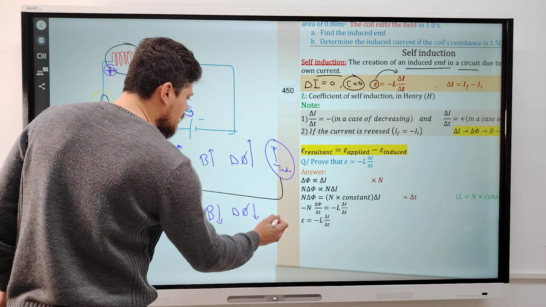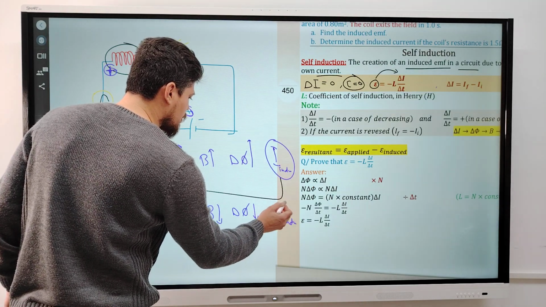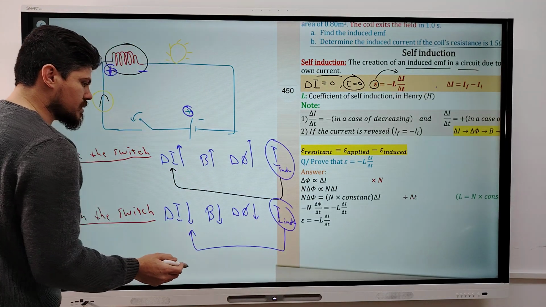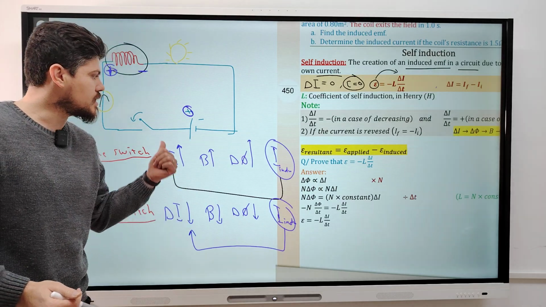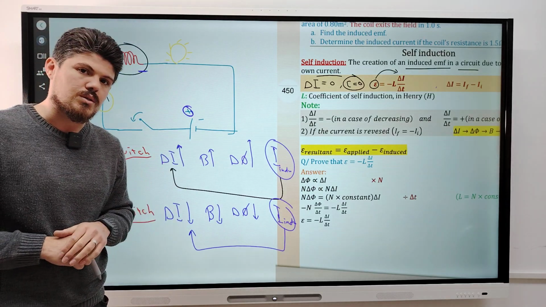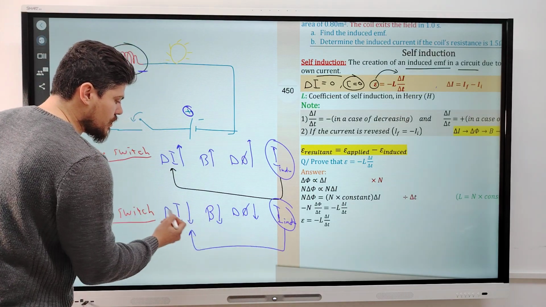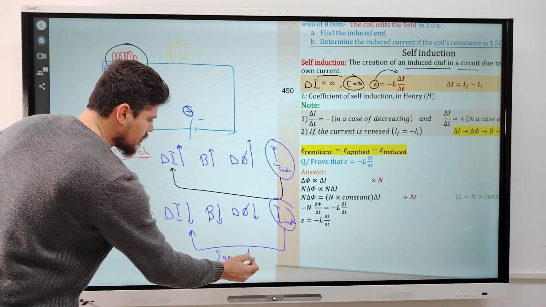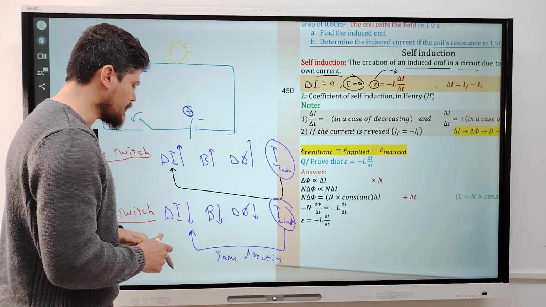So the current is induced. Why? Because the flux changes. So the induced current in the coil opposes what? The change of the current in the source. Okay. So in this case, the induced current in the coil and the current of the source become the same direction. Same direction of the current.